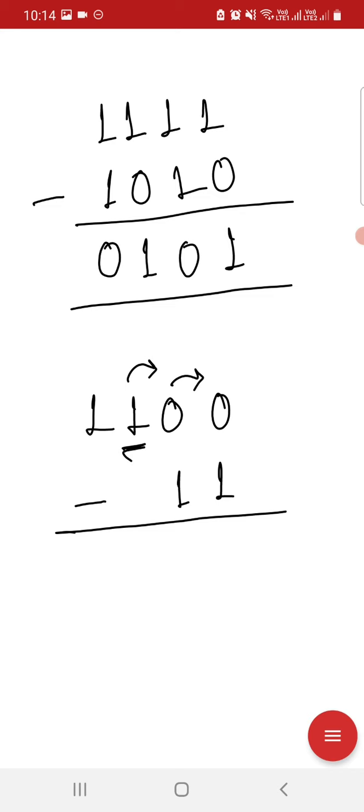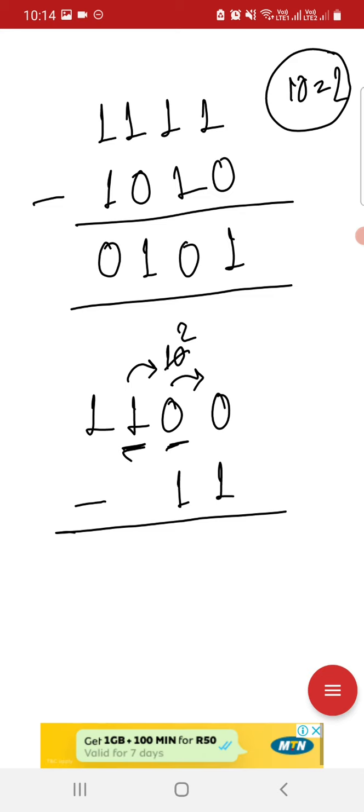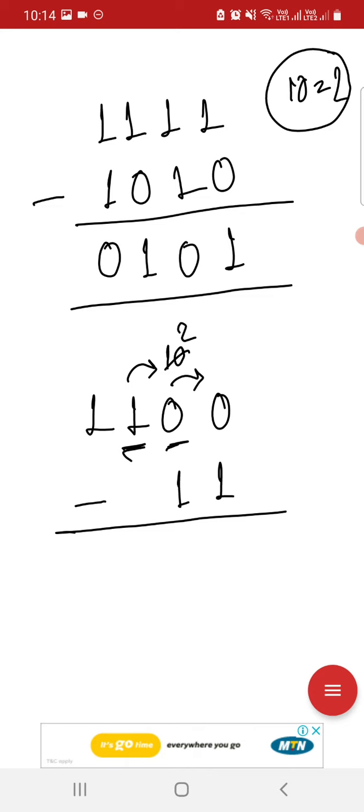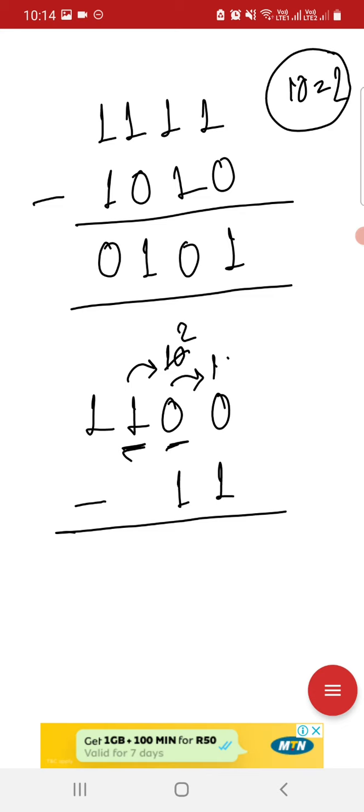Because this is a 0, we don't take a borrow from this 0; we need to take that borrow from the next digit. So from that one we take a borrow. When we take a borrow, that will be 10. In the binary number system, 10 means 2. So that is 2 minus, and when we have a 2, you can take a borrow from that digit, and that will be 10.